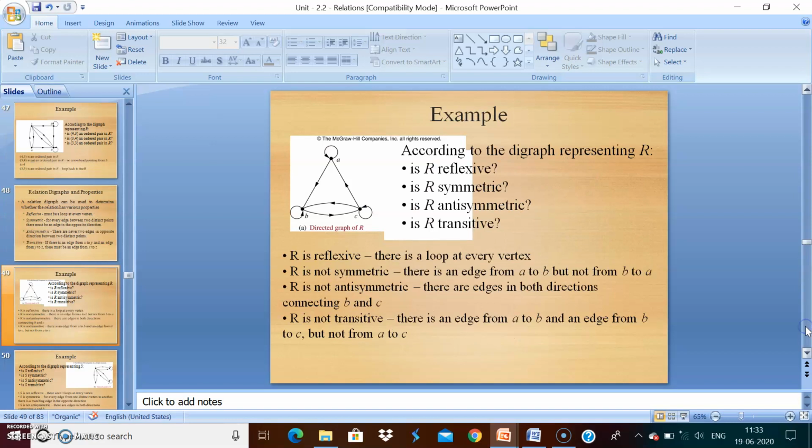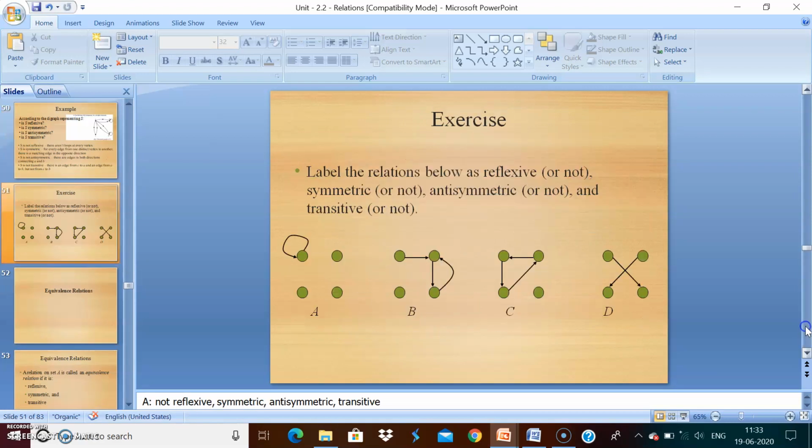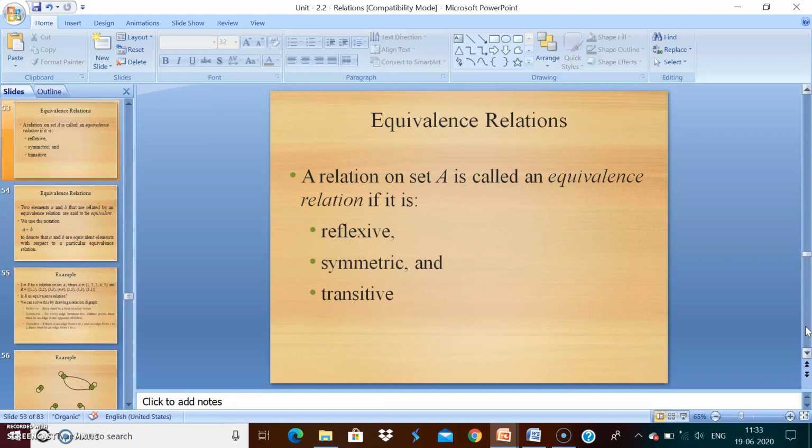Next one, very important here. One more: the equivalence relation. A relation capital R on a set capital A is called an equivalence binary relation when R is reflexive, symmetric and transitive. Then the above relation set is called an equivalence binary relation.